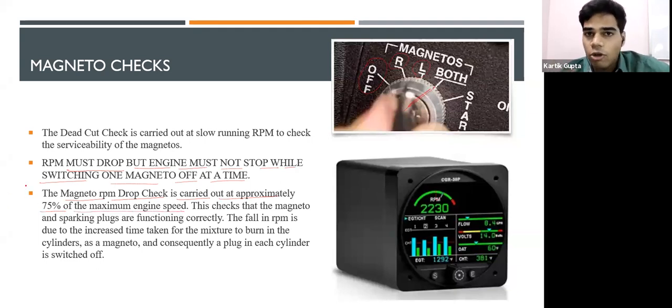Okay, we're not talking about the gas. The engine speed is RPM. This checks that the magneto and spark plugs are functioning correctly. The fall in the RPM is due to the increased time taken for the mixture to burn in the cylinders as a magneto, consequently its plug in each cylinder is switched off. Okay, now the question is solved. Do we have any doubts in this now?